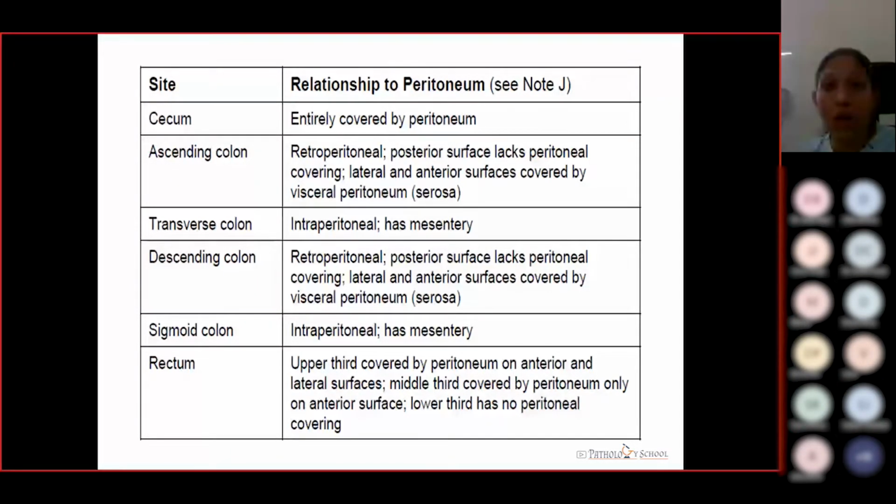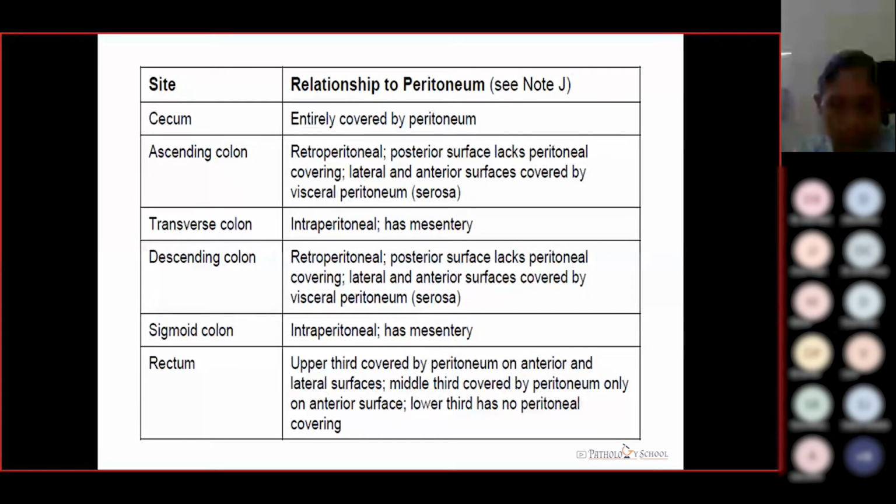It is because the peritoneal reflections are different for different parts of the colon, especially the rectum. So I want everybody to understand the last line, where the rectum, the upper third, is covered by peritoneum on the anterior and lateral surfaces. So the upper one third, middle one third, and the lower one third.